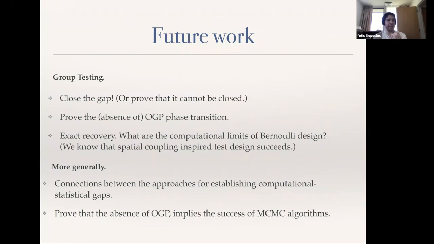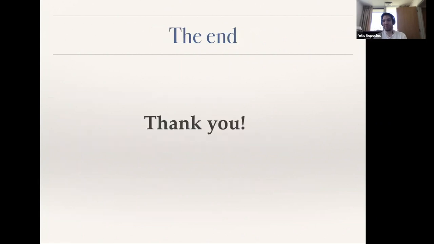First of all, to show connections between all these methods for proving lower bounds for families of algorithms. Basically show one method that would work for every algorithm, or at least show that the reason one lower bound works is the reason why the other one works. And the second direction is to prove that the absence of the overlap gap property, as a black box, already implies the success of MCMC algorithms, and you don't need to do a new analysis every time. So let me know if you have any questions, and thank you.